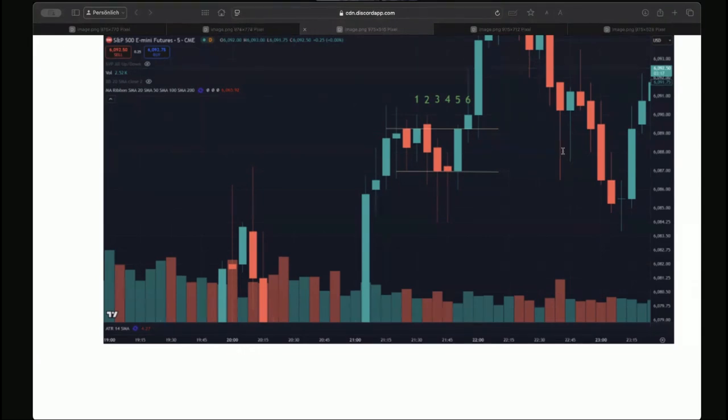The upper boundary of the range passes through the close of the candle 1. So the upper boundary of the candle, the upper boundary of the range passes through the close of candle 1. So with candle 1, maybe, most likely will be in here.